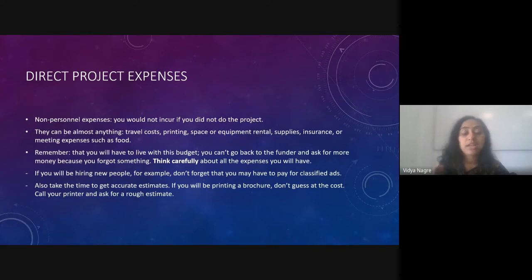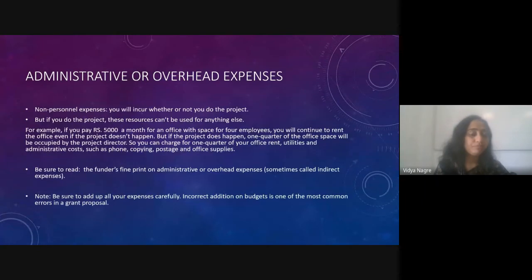Call your printer and ask for a rough estimate, and then add that also, as a proof if you have finalized one. Administrative or overhead expenses. Now, these are non-personnel expenses you'll incur whether or not you do the project. But if you do the project, these resources can't be used for anything else. For example, if you pay 5,000 a month for office space, and you don't do that project, still you have to keep on paying for the space.